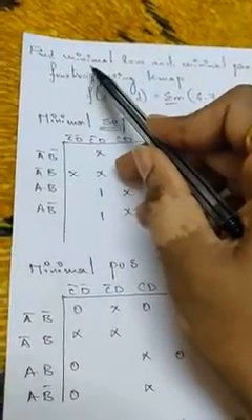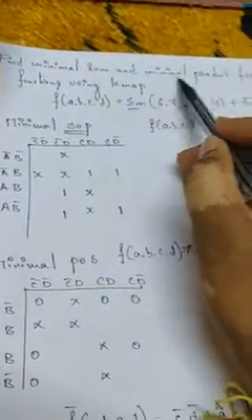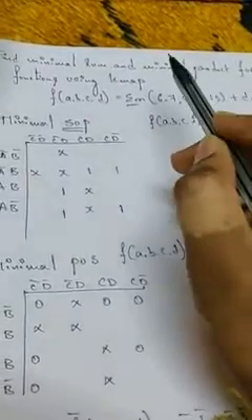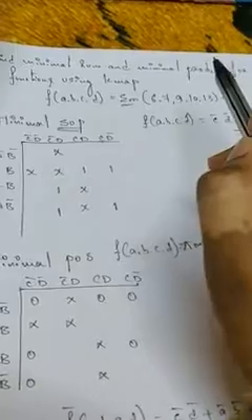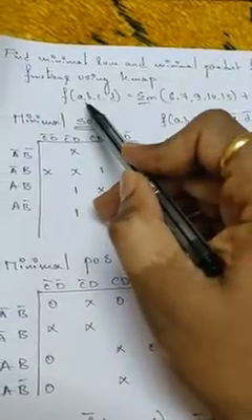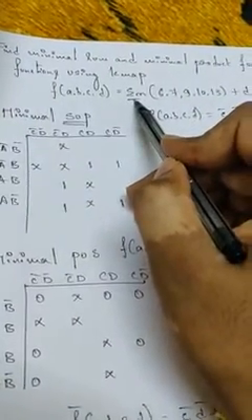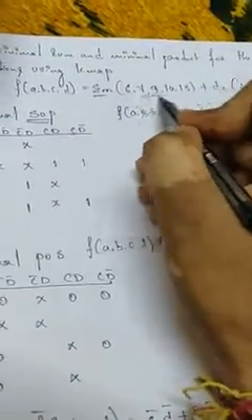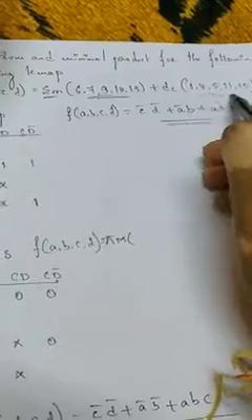But look at the question, find the minimal sum as well as minimal product. They have asked SOP as well as POS, sum of product as well as product of sum, both they have asked. But they have given an expression f of abcd is equal to summation of small m, means SOP expression. These are the min terms. So we have min terms plus don't cares, we have don't cares.